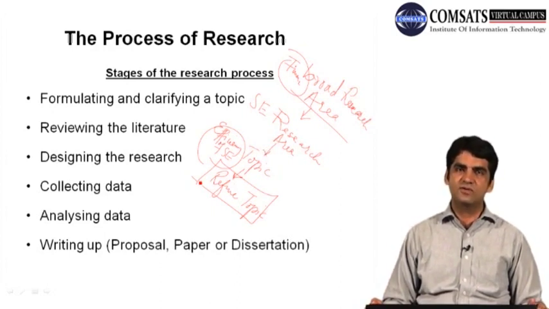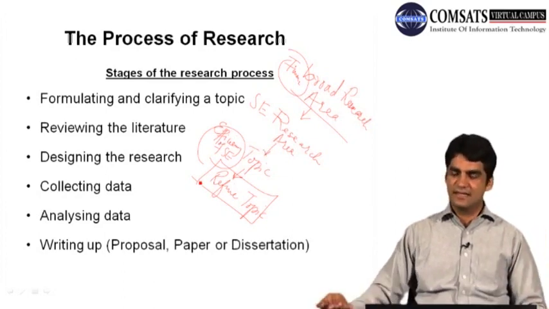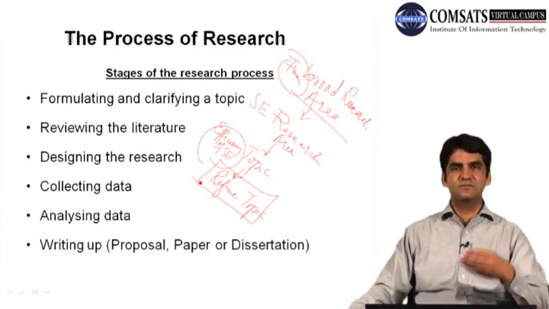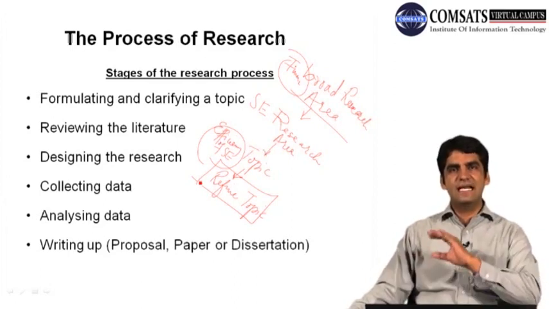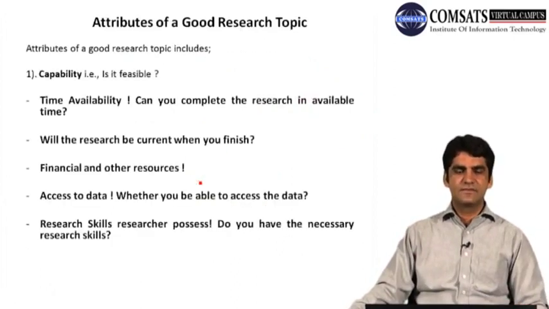And then we definitely talked about reviewing the literature. Then designing the research, collecting data, various ways of collecting data, analyzing the data, and writing up. We try to see these stages of the research process one by one, but very briefly because we have covered lectures on these topics. So what are the attributes of a good research topic?